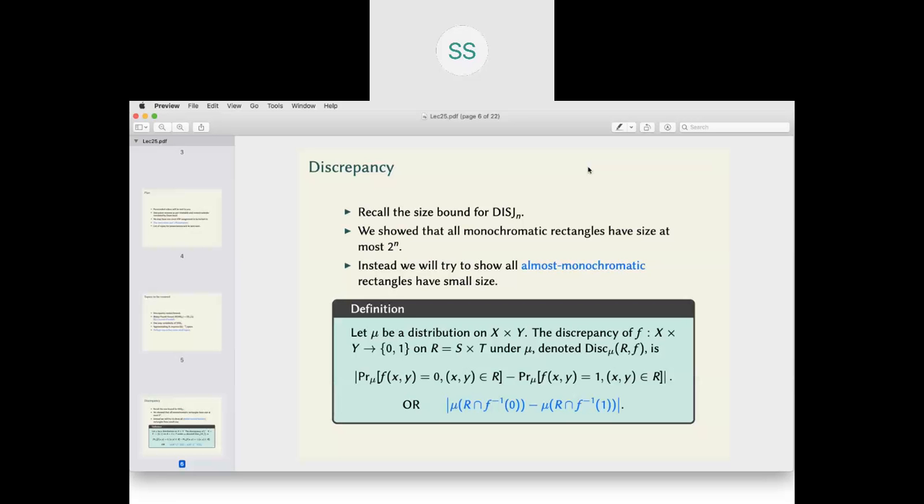tries to show bounds. In the size bound we had limited the size of monochromatic rectangles. In discrepancy, we will limit the size of almost monochromatic rectangles. Okay. So given a 0-1 function, the discrepancy of a combinatorial rectangle is the number of zeros minus number of ones, the absolute value of that. Okay, not number of zeros, but the measure of zeros minus measure of ones, the absolute value of that. So the measure as per the distribution.